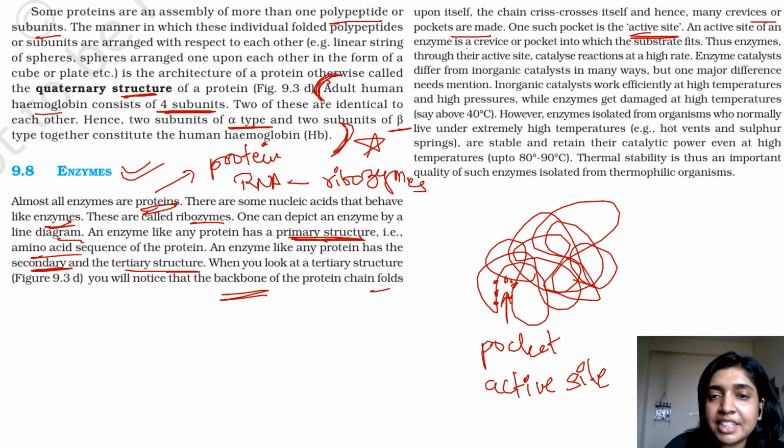An active site of an enzyme is a crevice or pocket into which the substrate fits. Over here, my substrate, which looks something like this, will come and fit.